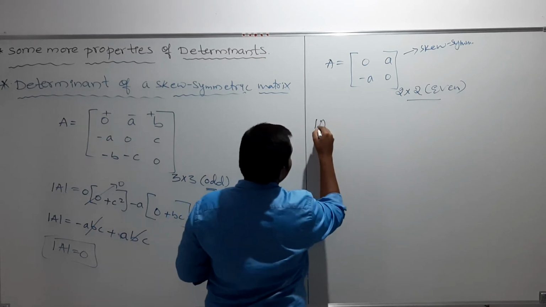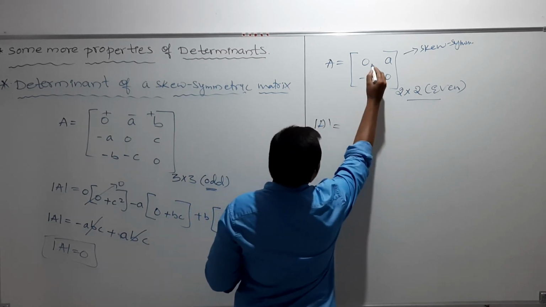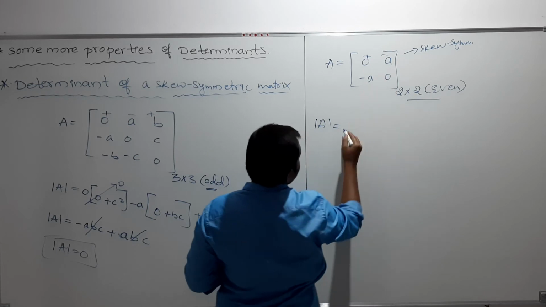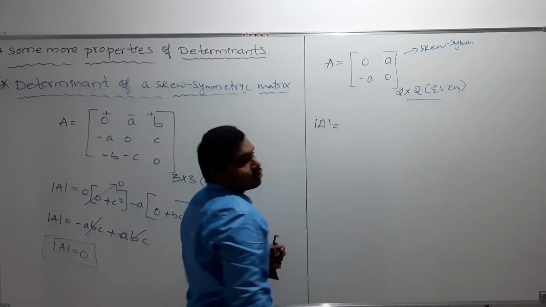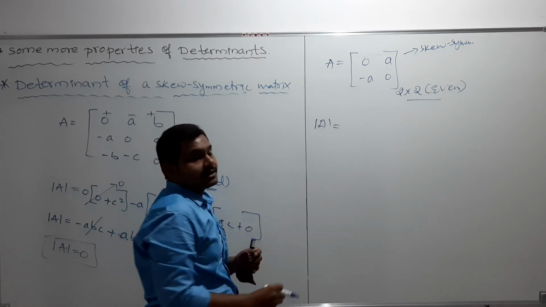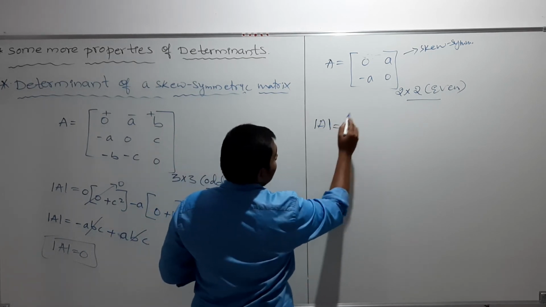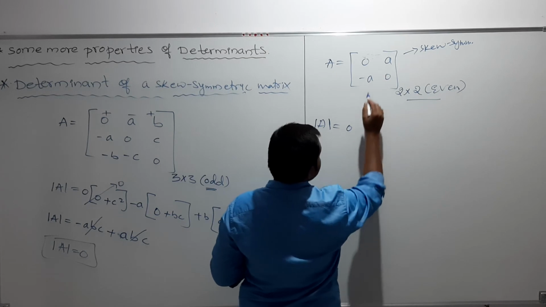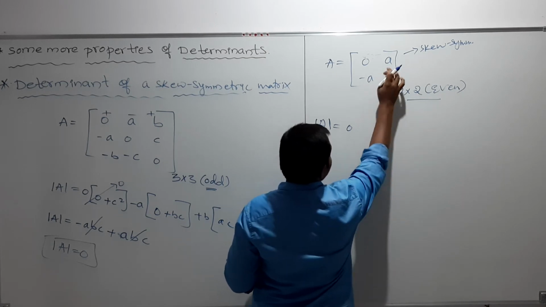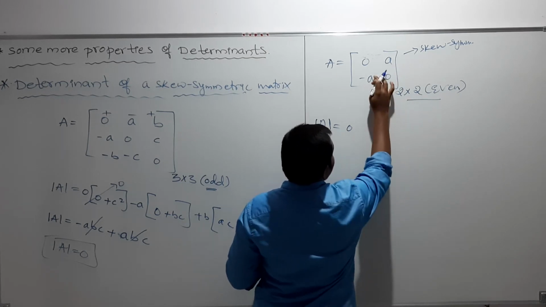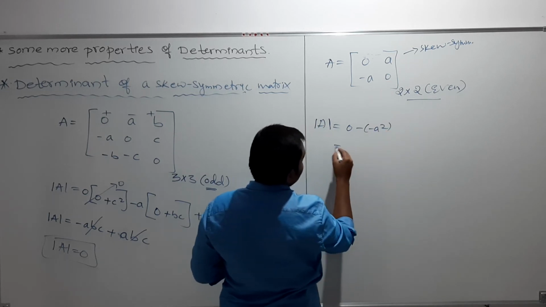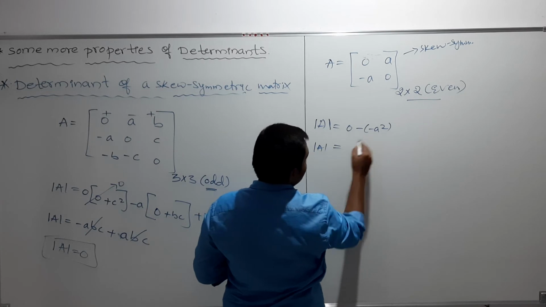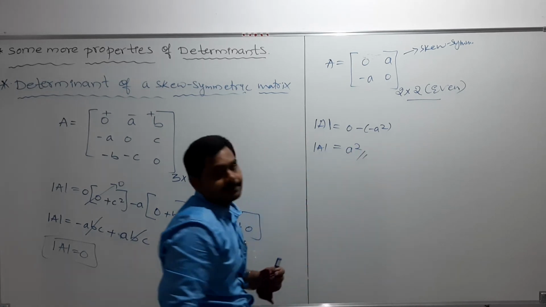So therefore determinant of A is equal to plus minus 0 into 0. Whenever you have a matrix of order 2 cross 2, how do you find the determinant value? The determinant value is calculated as this element into this element, minus this element into this element. Here it is minus a into plus a, which is minus of minus a square. Clear? So therefore determinant of A is equal to plus a square.